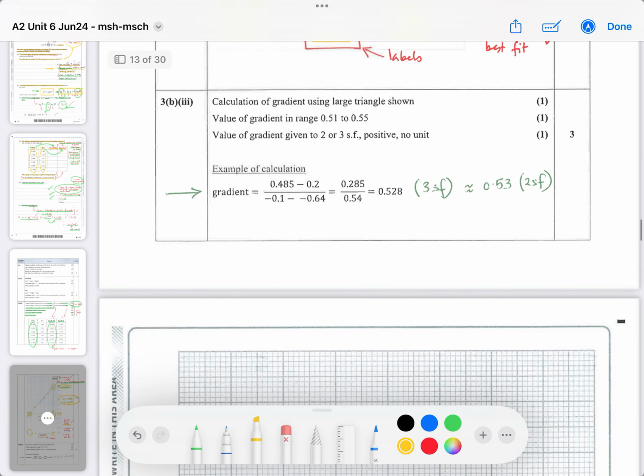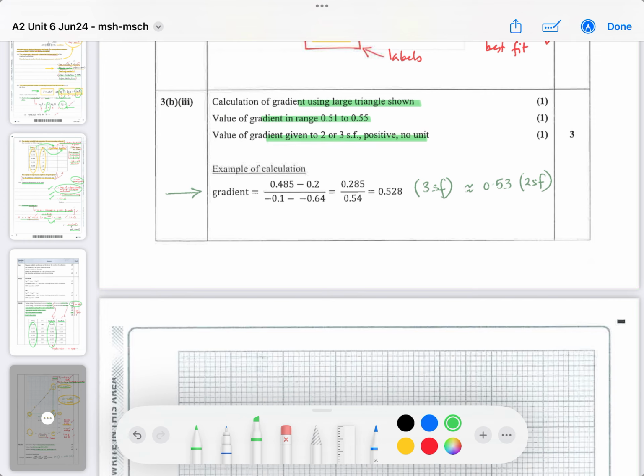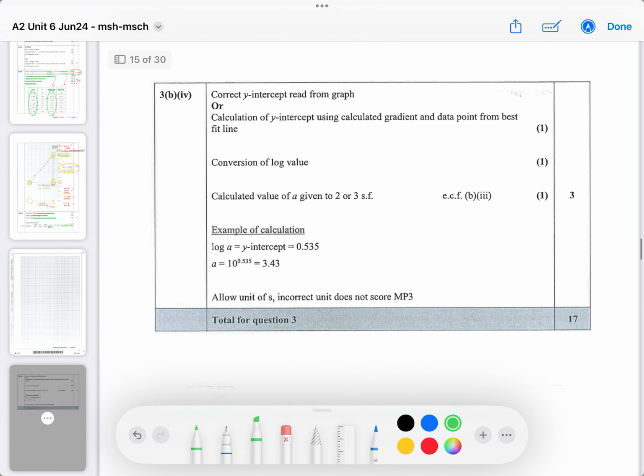Then your gradient, calculation of the gradient using a large triangle, and the value must be in the range that the examiner thinks is a reasonable range to give students, and quoted without a unit to 2 or 3 significant figures. Yeah? So because I'm using the examiner's data, I get 0.53 to 2 significant figures, which I think is sufficient. So I didn't use the graph paper, but you should have. And you can see how many marks you think you get.